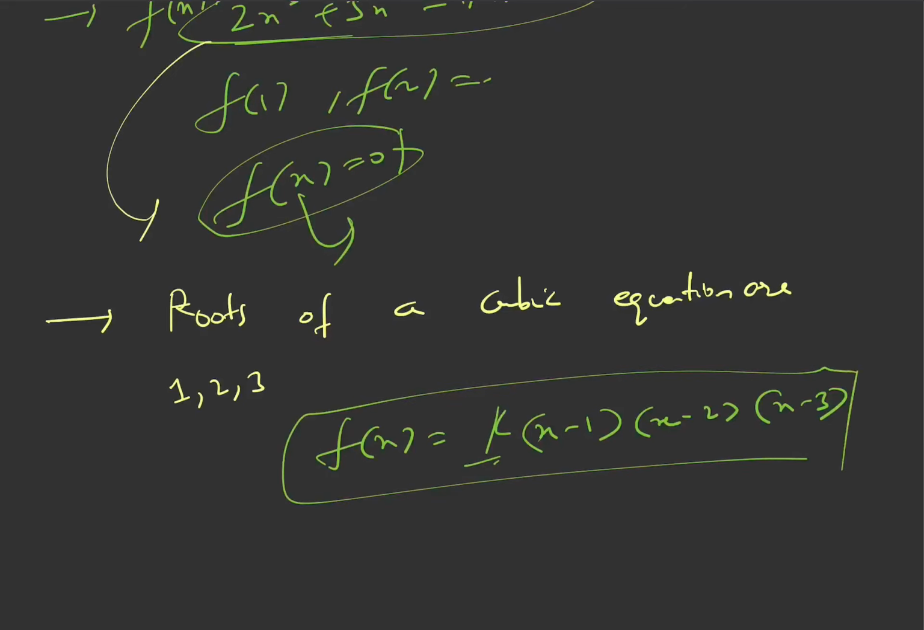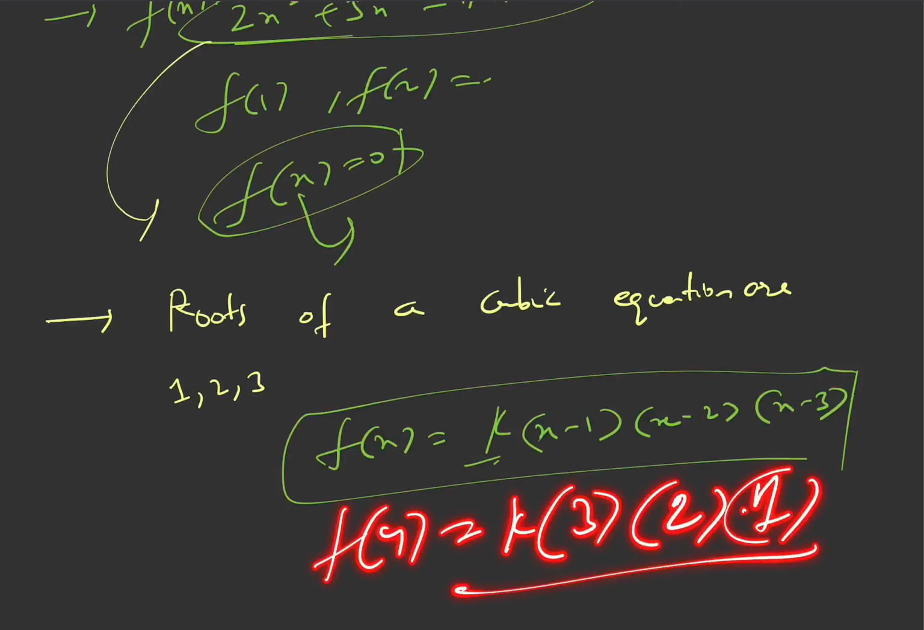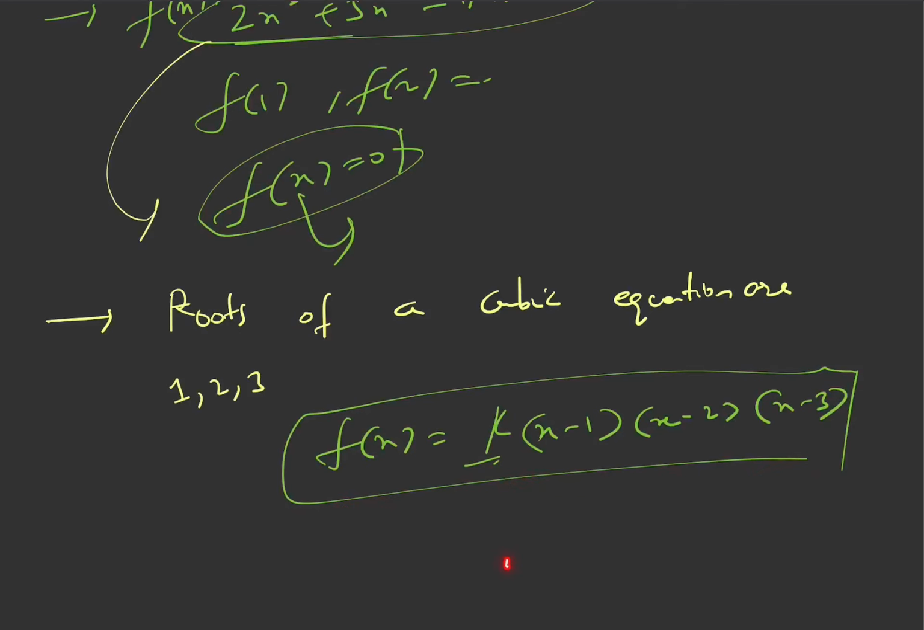So now you see, you know everything about this function. I have just mentioned the roots of a cubic equation, and now you have got the cubic equation itself. You know when this cubic equation is 0, and you can find the value of the function at any value of x, right? If I ask you f of 4, then you can find k into 3 into 2 into 1. So you can find the value of the function at any point. Of course, k will be known if the leading coefficient is known.